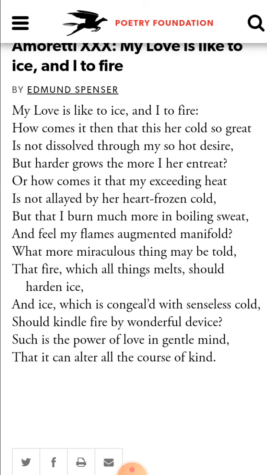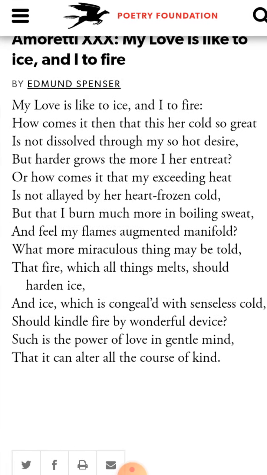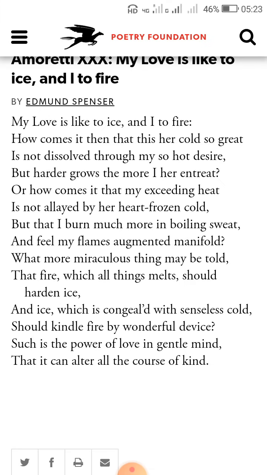As far as the rhyme scheme of the sonnet is concerned, it is known after the name of Edmund Spenser. So this is slightly different from the sonnet of William Shakespeare. The rhyme scheme of the sonnet is A B A B, B C B C, C D C D, E E for the couplet.